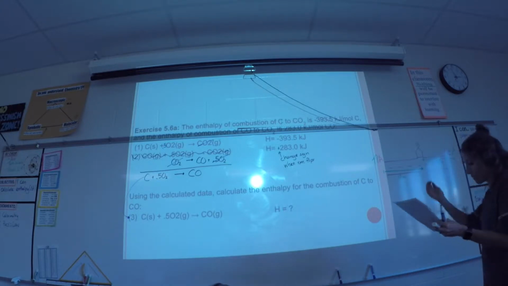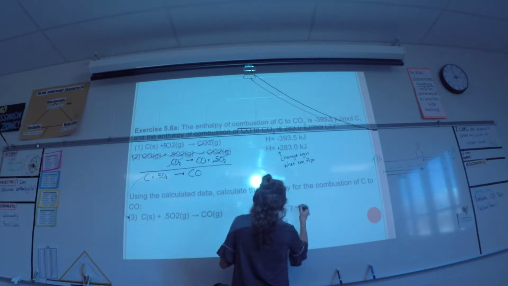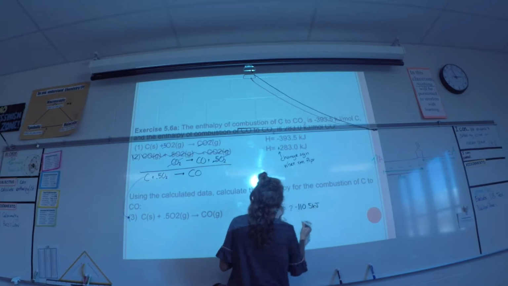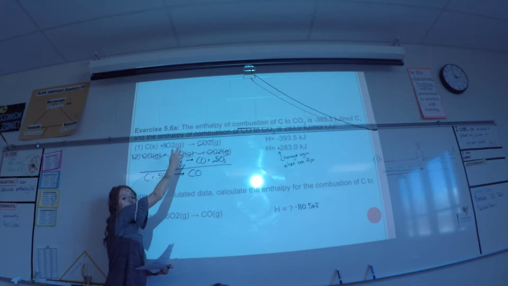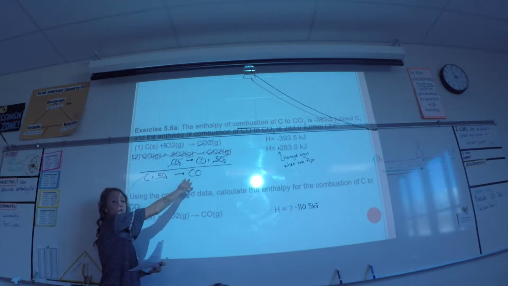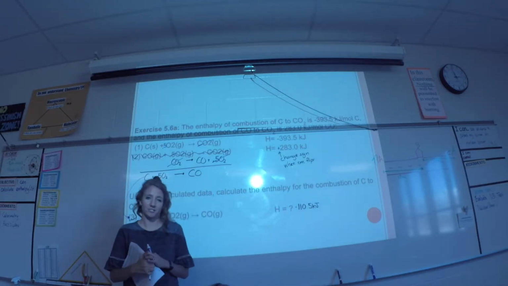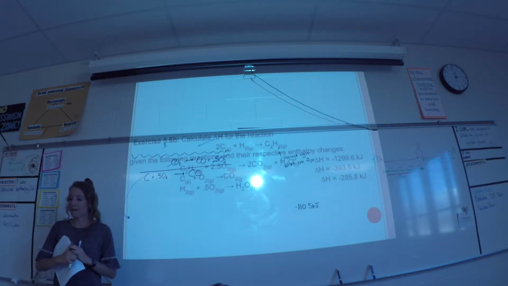So I got negative 110.5. And that would be your final answer. And that's the idea of Hess's law: you rearrange steps so that they can add up to what you're trying to achieve, and then you can add up the delta H's. Okay, let's try another one. So let's look at 5.6b. Okay, so 5.6b, also using Hess's law.